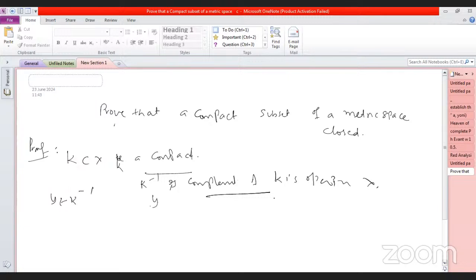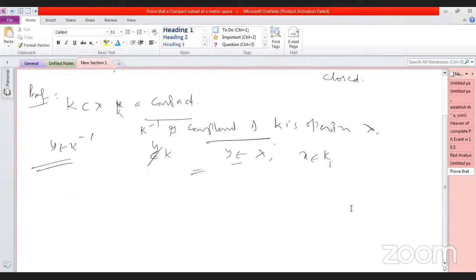So Y belongs to K complement means Y does not belong to K. Then Y belongs to X, and X belongs to K. So Y belongs to X. Then if Y belongs to X, then we can write here if X belongs to K. So we define here the formula: d_x is equal to 1 by 2 d of x comma y.